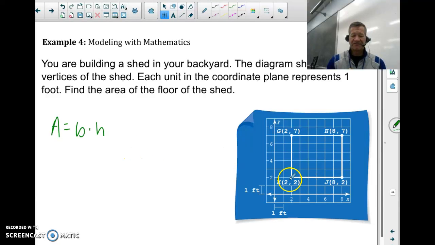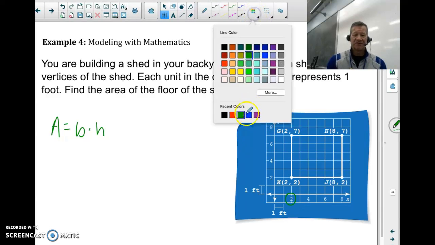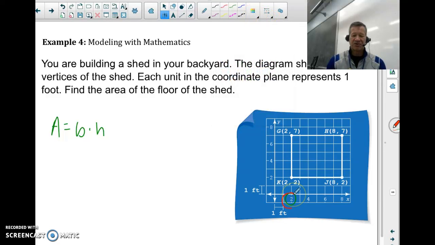Well, this base here goes from 2. Let me get a different color so it shows up a little better. I think the red will be nice and bright on here. It goes from 2 over to 8. So 8 minus 2 is 6. So this length, the base, would be 6. And then the height goes from 7 down to 2. 7 minus 2 is 5. So the base and height are 6 and 5 respectively. So the area is going to be 6 times 5, which would be 30.